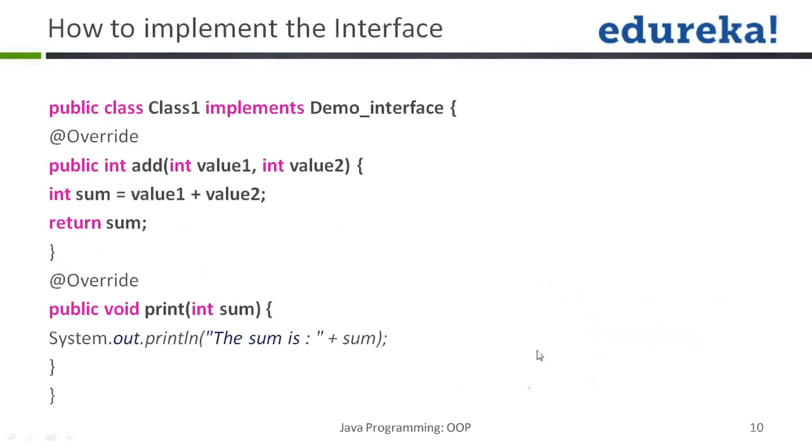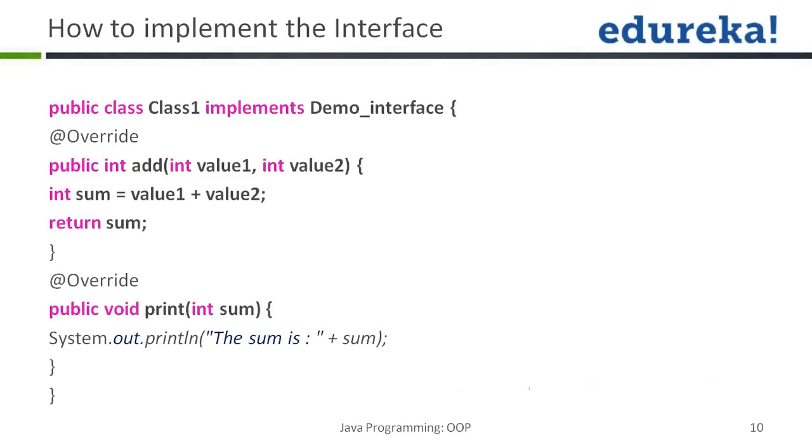Now how do you implement the interface in a particular class? You define a class, Class1. You use the keyword implements. You write demo_interface. As soon as you implement an interface, it will show you an error that is unimplemented methods. So you will implement those methods, like add and print. These both were abstract methods, so they have to be implemented in your class.